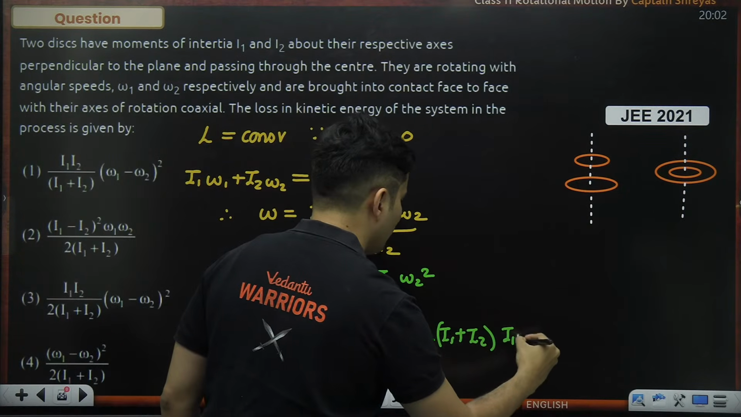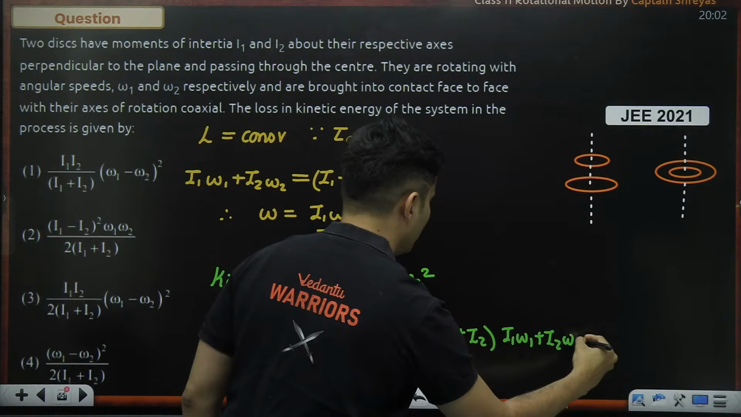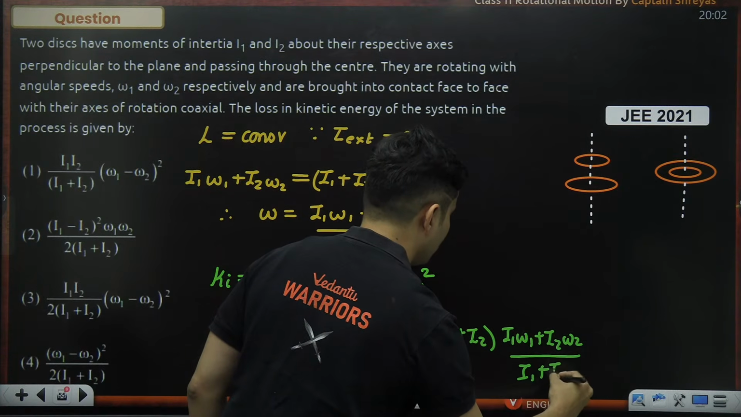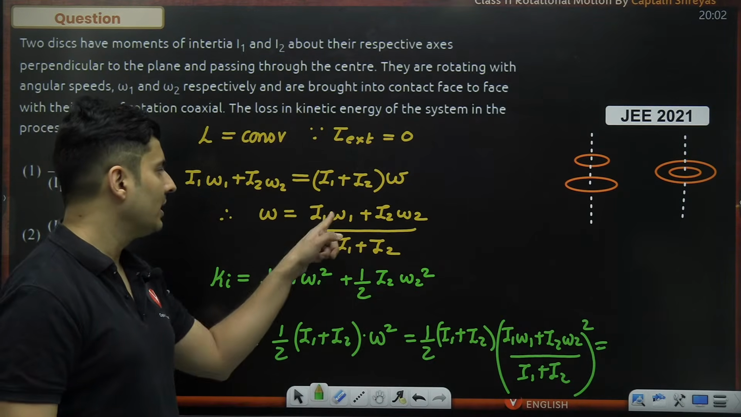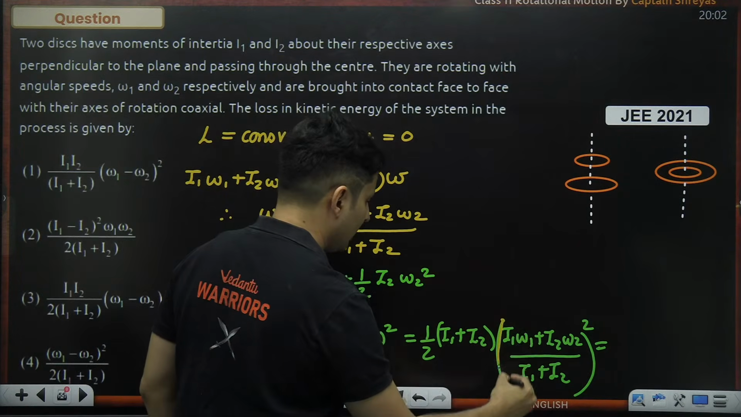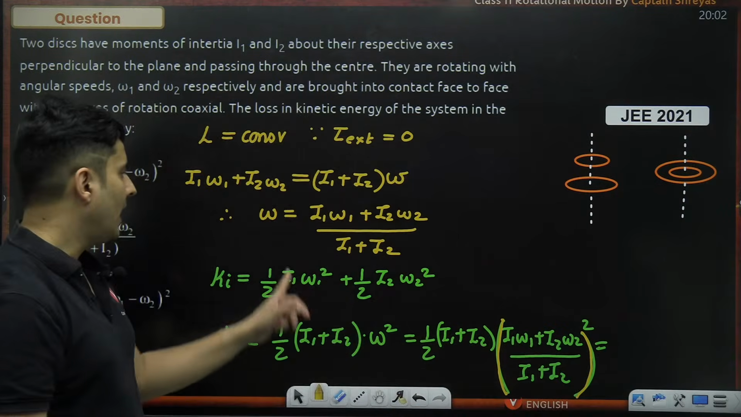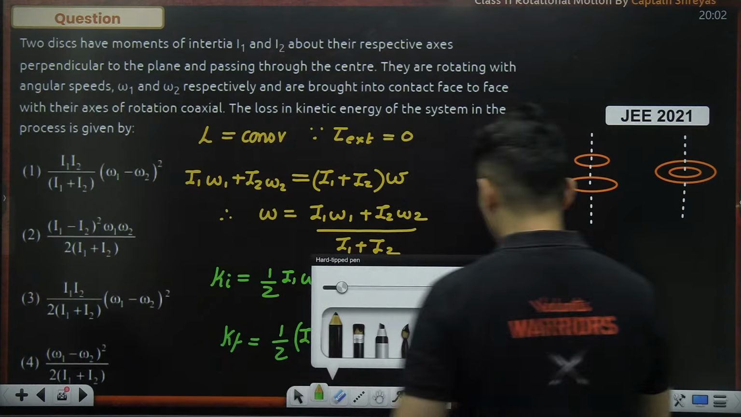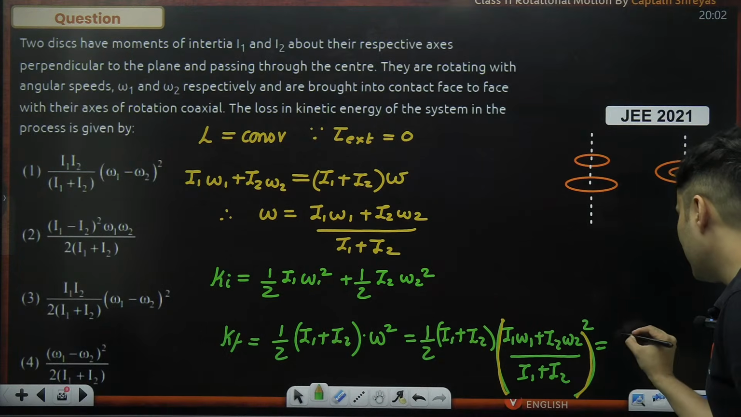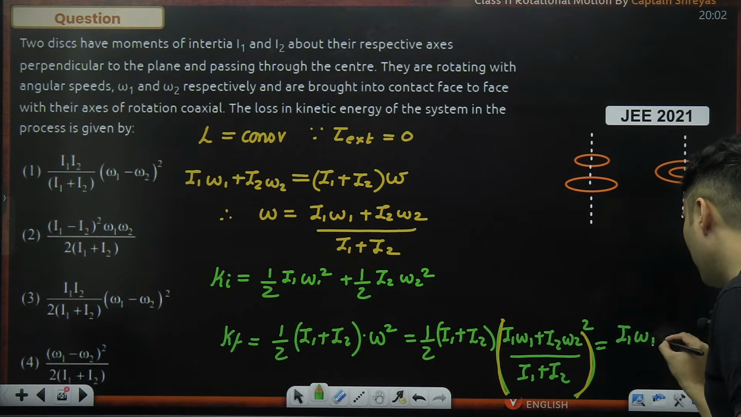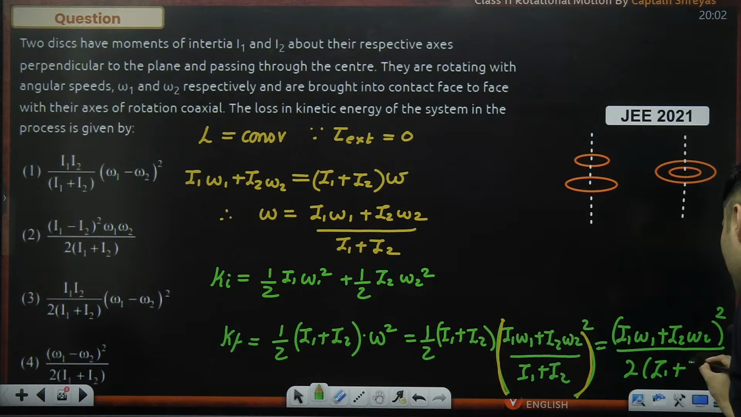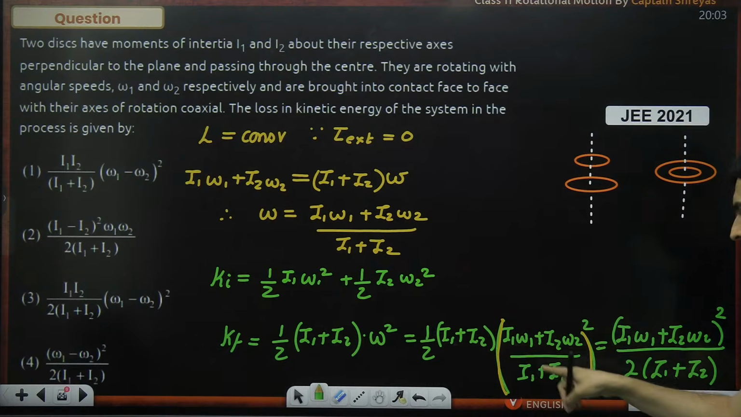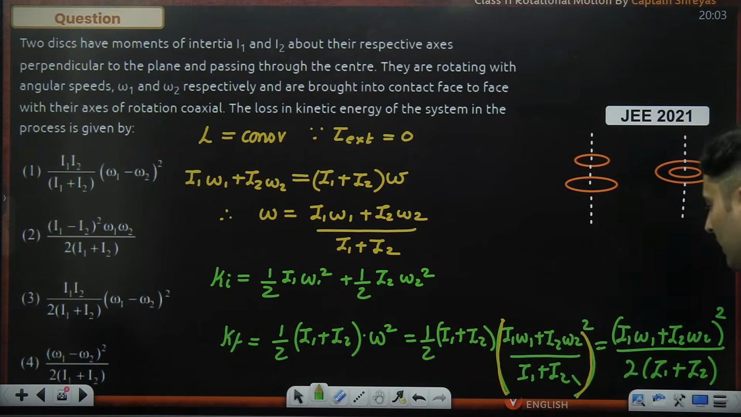So it will be I1 omega 1 plus I2 omega 2 whole thing divided by I1 plus I2 and this whole thing square. Correct? Omega is this quantity, right? So I have just got that quantity right over here and I've just squared it. So the moment I square it, what do I see? I1 plus I2 will get cancelled. So I'll be left with I1 omega 1 plus I2 omega 2 the whole square divided by 2 times of I1 plus I2. That's it. One of the I1 plus I2 will get cancelled.